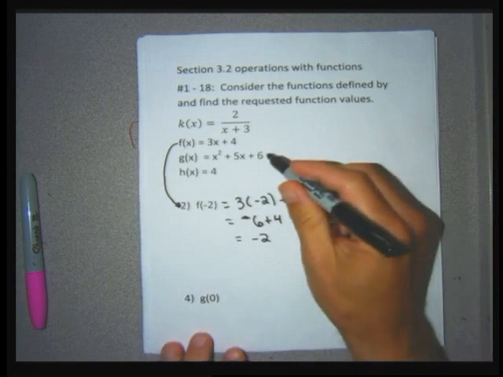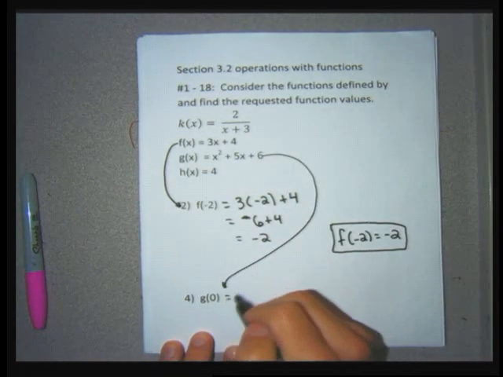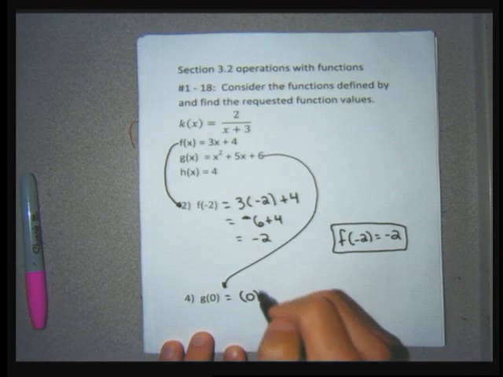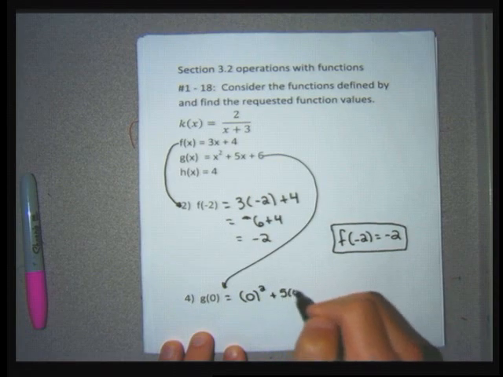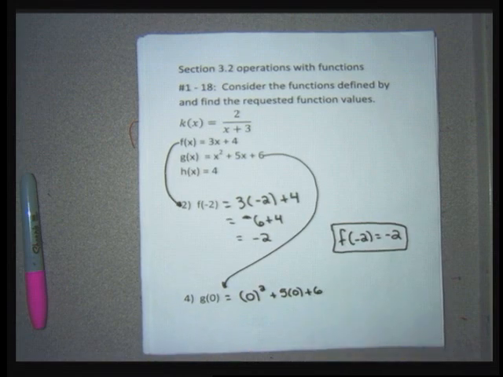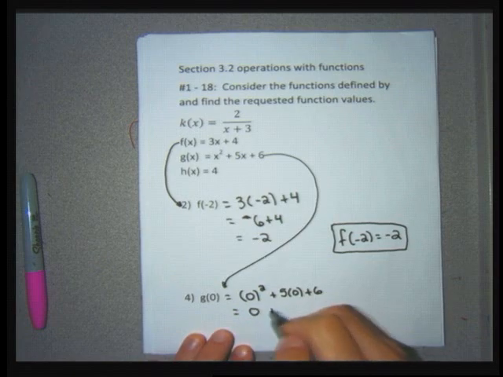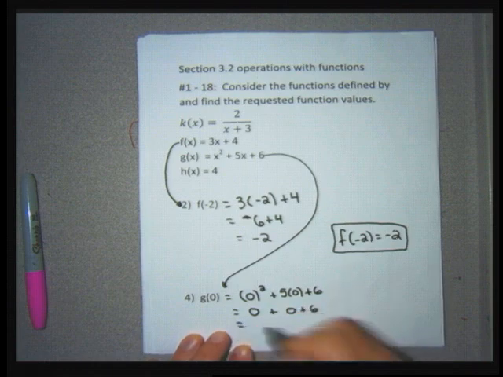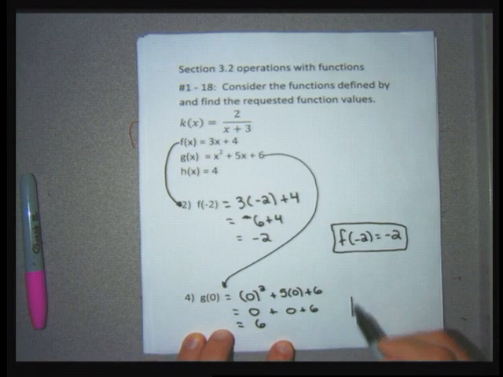Problem 4 wants me to work with the g function, and it wants me to change the x with 0 and just do the order of operations necessary to simplify. So there were two x's. I put 0 in for both of them. 0 squared is 0 times 0, which is 0. 5 times 0 is also 0. So the algebra gives me 0 plus 0 plus 6, which is just 6.